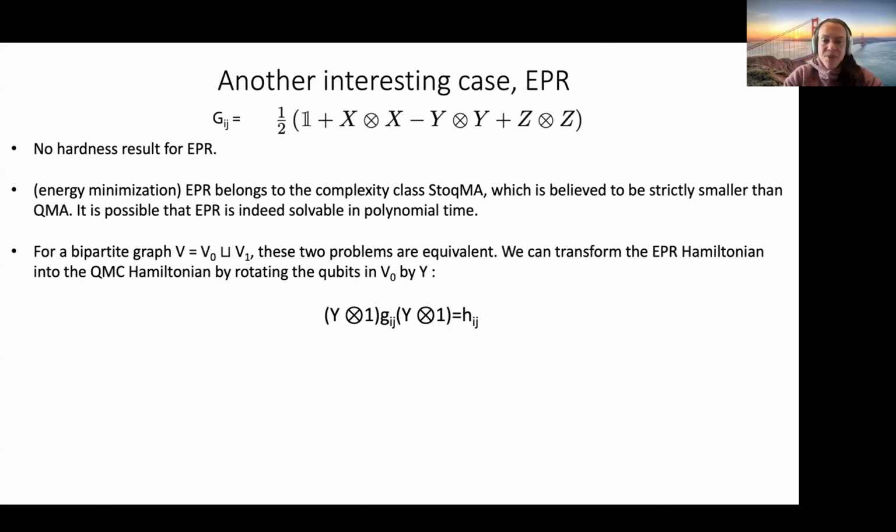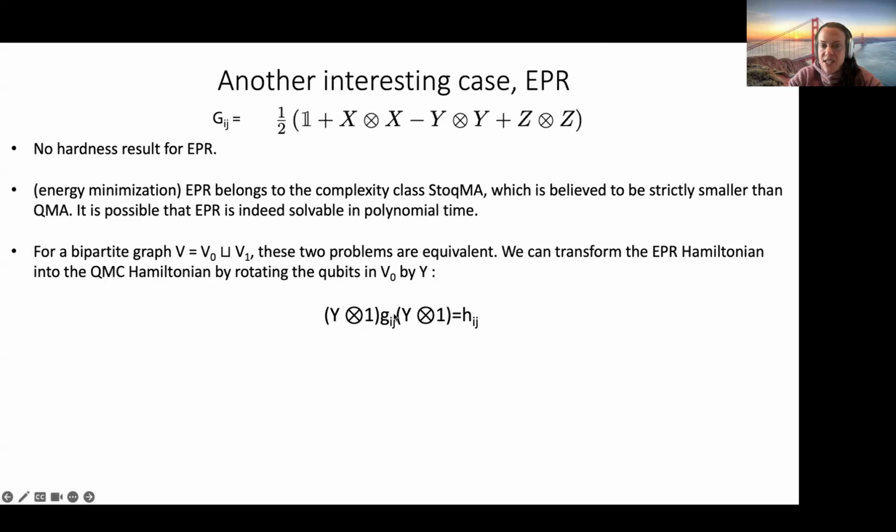Why I'm mentioning this is because I'm really interested in the question of bipartite quantum max cut. Because bipartite classical max cut is very easy, what about bipartite quantum max cut? So for a bipartite graph, it turns out the EPR problem and the quantum max cut problem are equivalent because we can transform the EPR Hamiltonian to the quantum max cut Hamiltonian just by rotating the qubits in one of the partitions by the Pauli matrix Y.